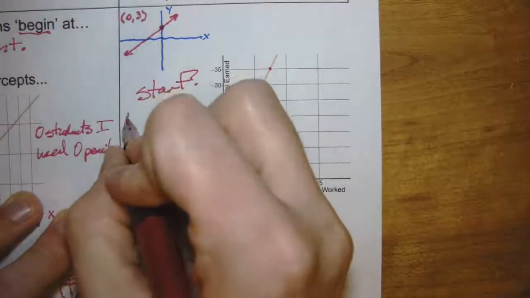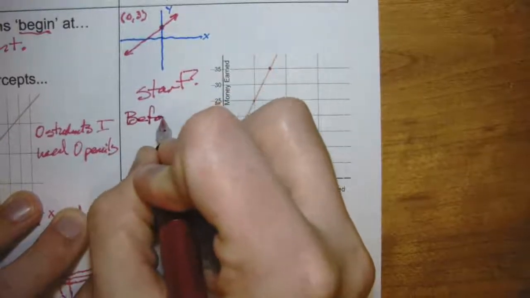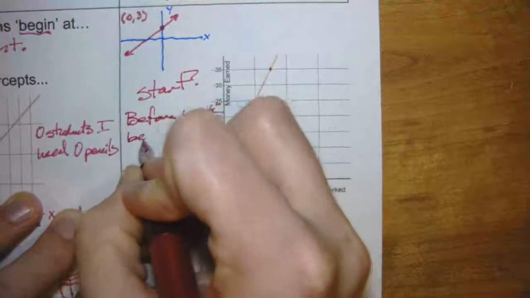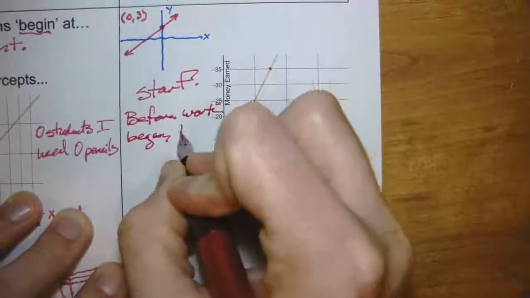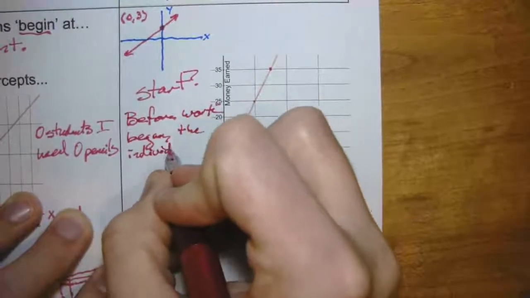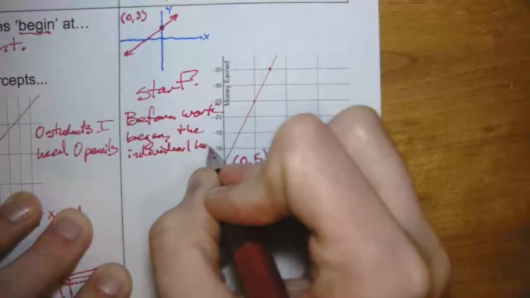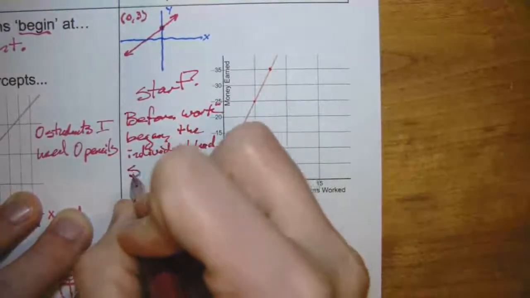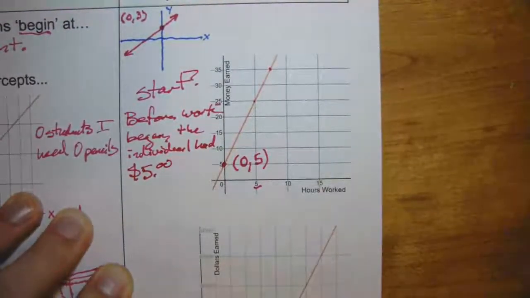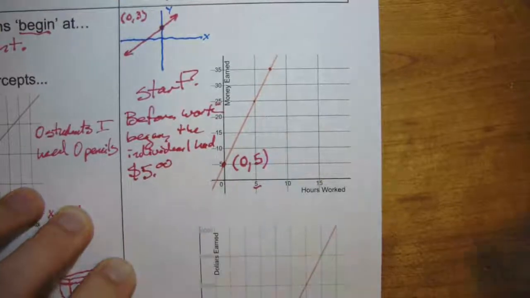So I could say, before work began, the individual had $5. Cool. So the starting point, the beginning, where did this situation begin?